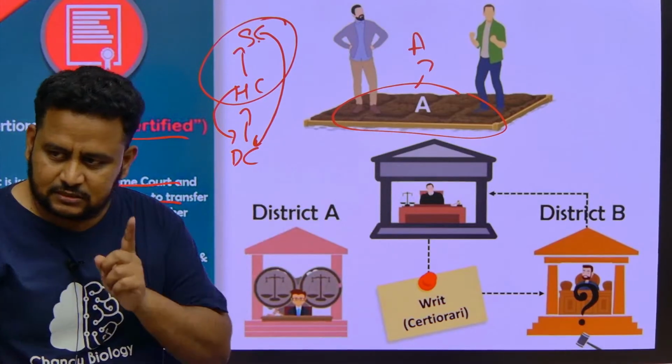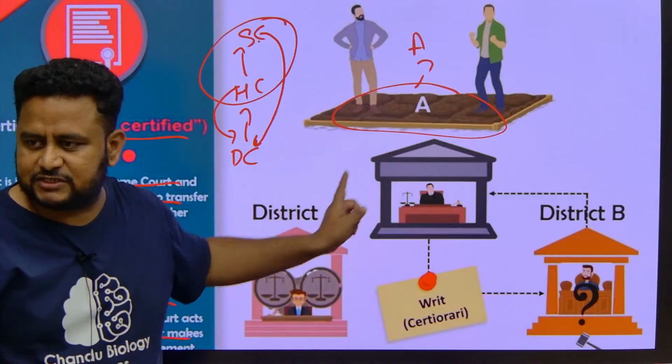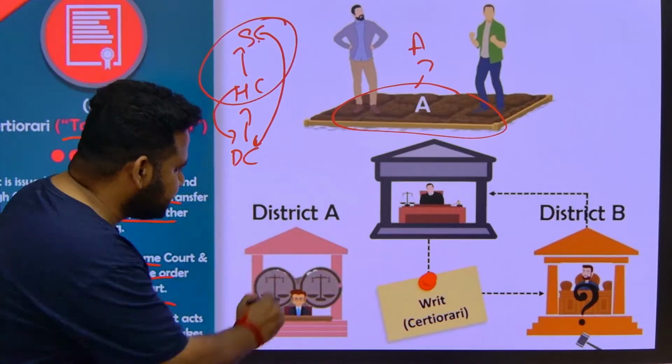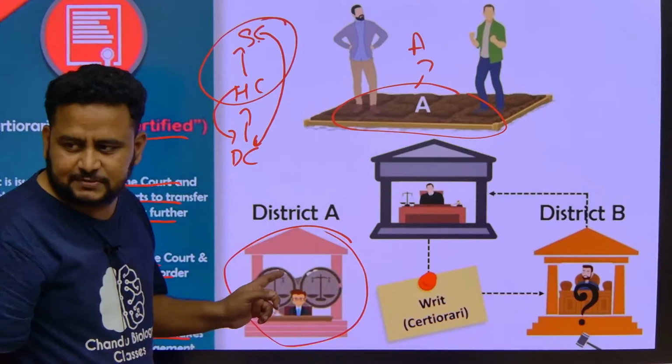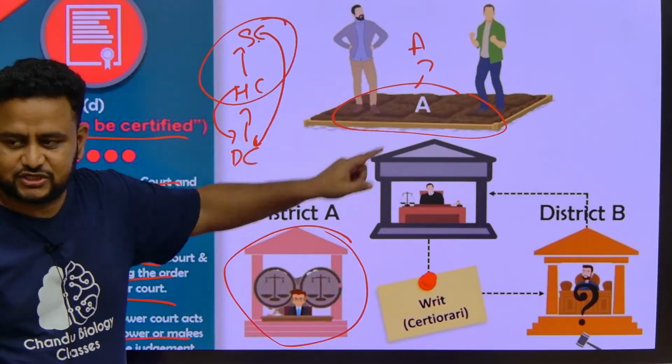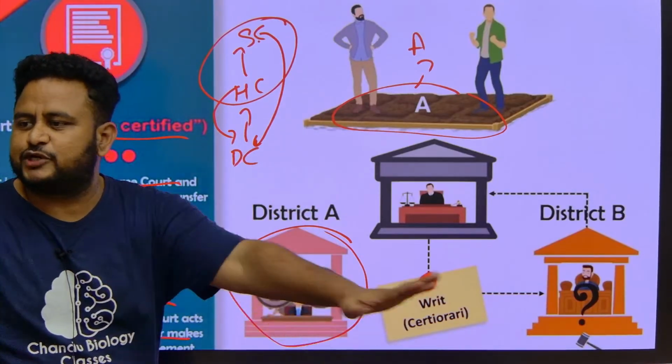That means the jurisdiction of this land is under which court? The court that is present in district A, correct? No, the court that is present in district A will have the jurisdiction. Jurisdiction means the effective control.